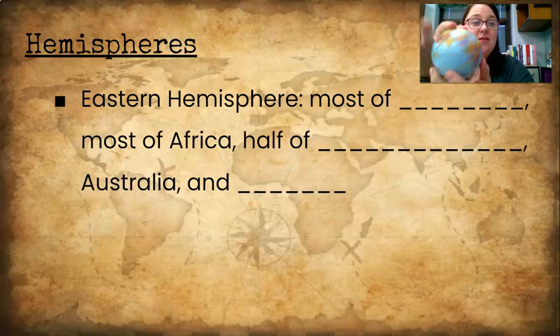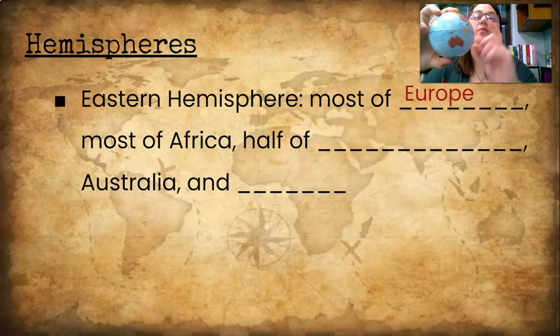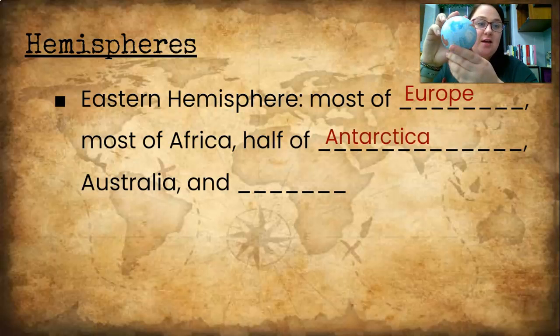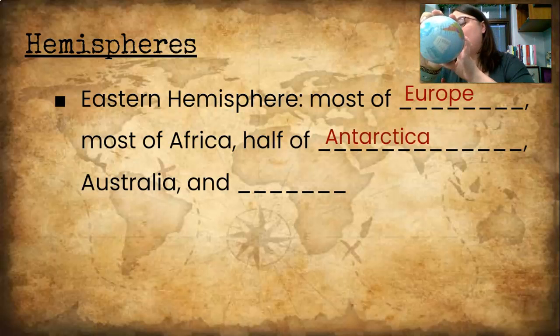If I flip to the other side, I went too far. The other side, okay, I have most of Europe. So it's going to be the rest of those countries. It's going to be France, Germany, Italy, Greece, Poland, Norway, Sweden, Finland, the Ukraine. Those are all over here in the eastern hemisphere. The other half of Antarctica is in the eastern hemisphere.